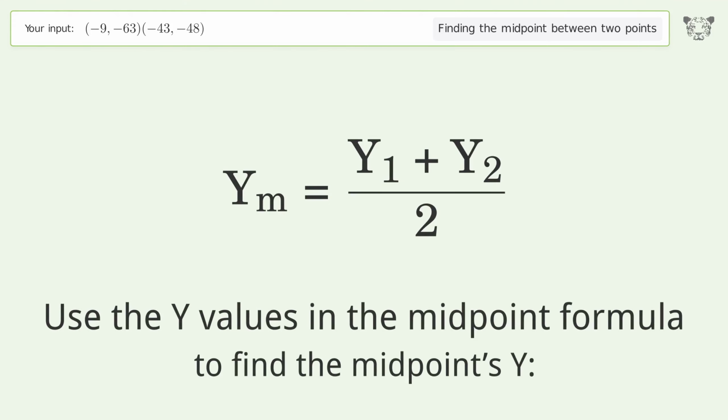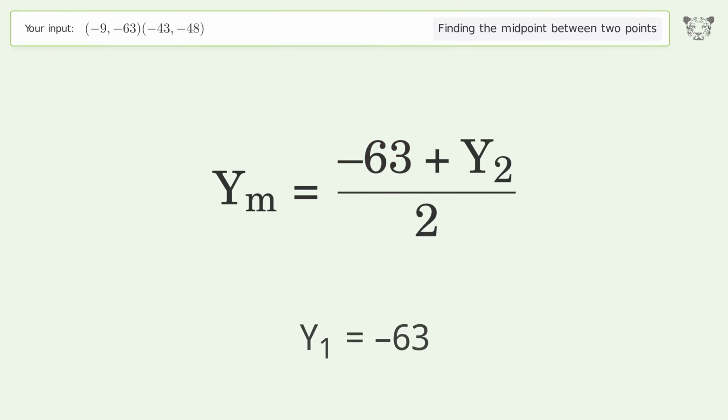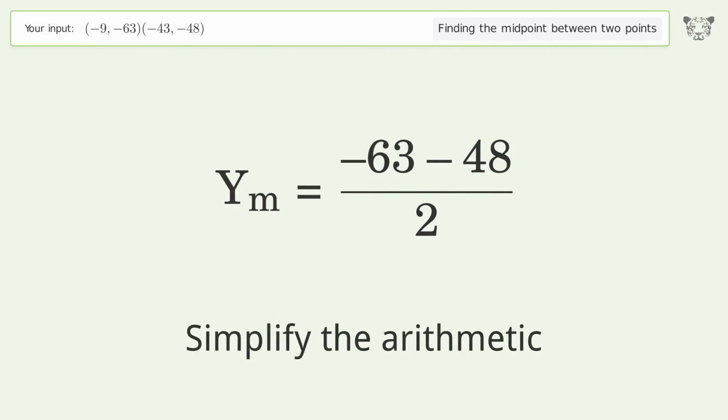Use the y values in the midpoint formula to find the midpoint's y. y1 equals -63. y2 equals -48. Simplify the arithmetic.